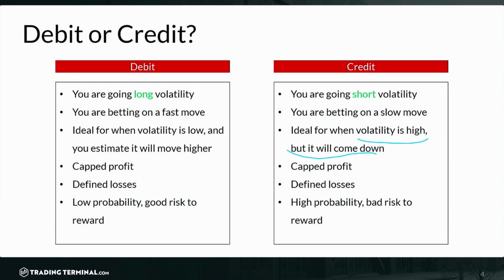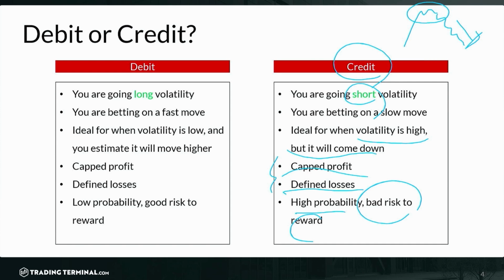Why is that? Because when you're receiving money, you're going short volatility. So you want the volatility to be high because you want to sell when it's expensive, and you're estimating that it's going to go lower. This is very important. Your profit in a credit strategy is capped, but you also have defined losses, so you know exactly how much you're going to lose prior to going into the trade. These are high probability trades. However, they don't offer as good of a risk to reward as their counterpart of debit strategies.